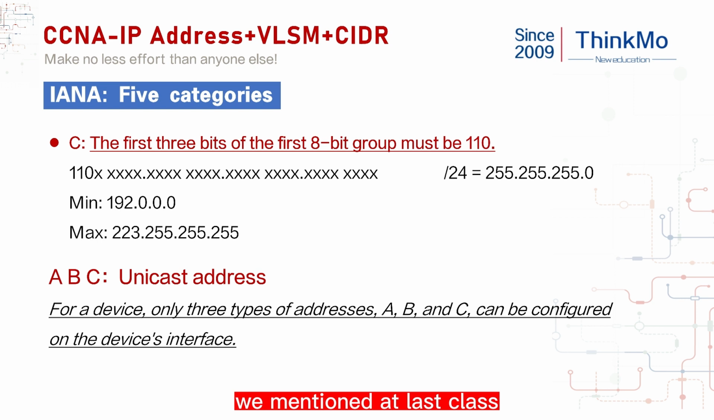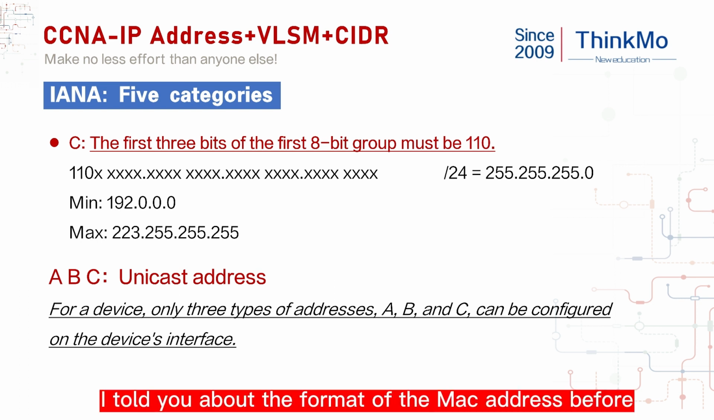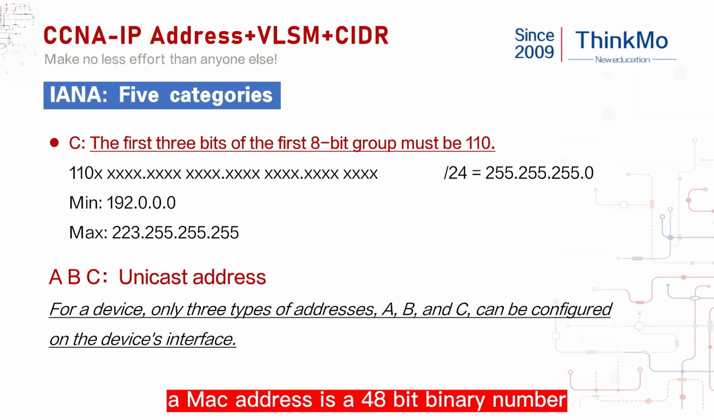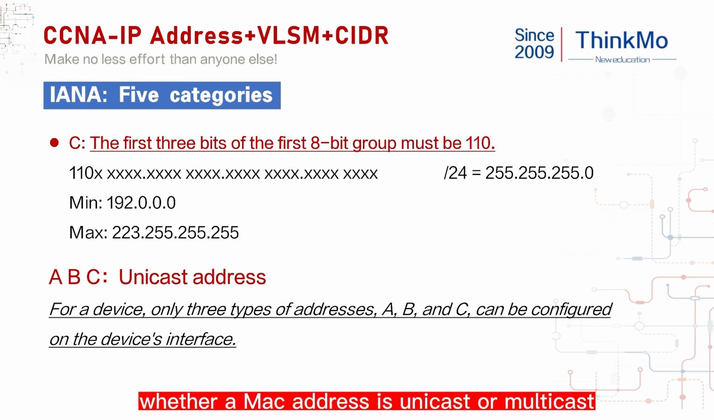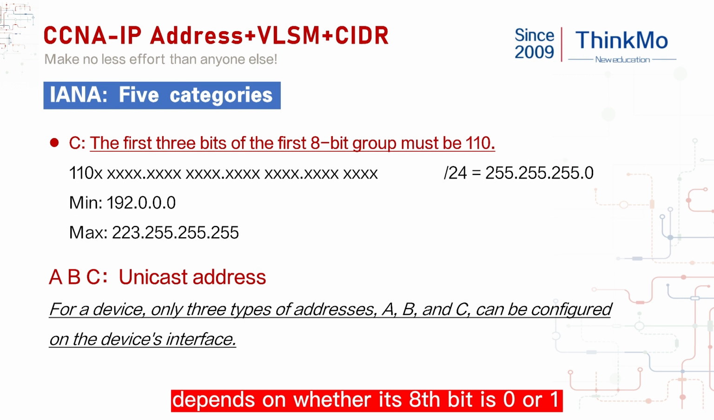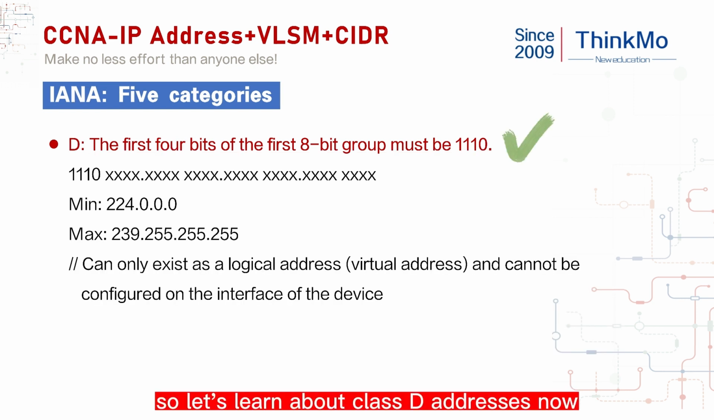We mentioned it last class. Except for unicast, there are also broadcast and multicast. Let's talk about multicast first. We didn't go into great detail before, because at this stage we don't need to understand the whole multicast. This belongs to the knowledge of IE. I told you about the format of the MAC address before. A MAC address is a 48-bit binary number. Whether a MAC address is unicast or multicast depends on whether its 8th bit is 0 or 1. For the network layer, there is also a special segment in the IPv4 address for multicast services. So let's learn about Class D addresses now.